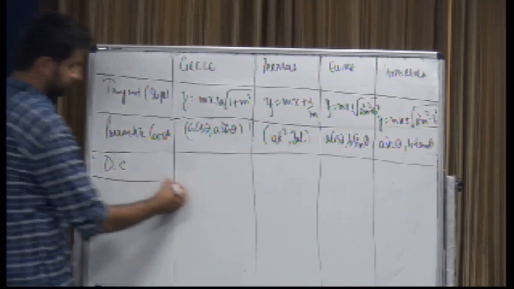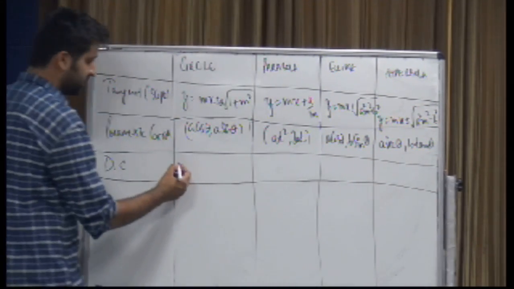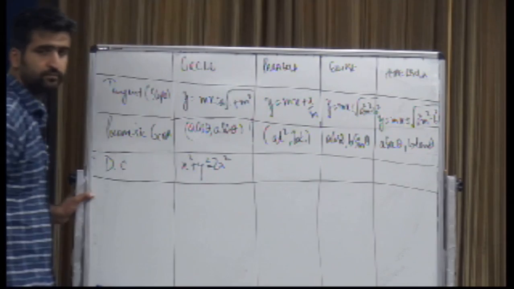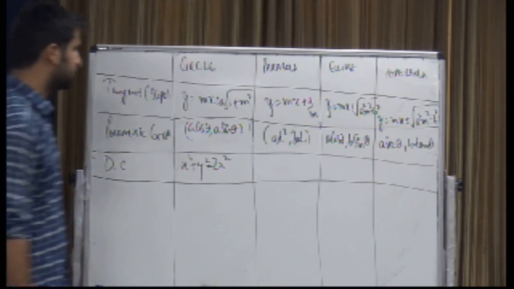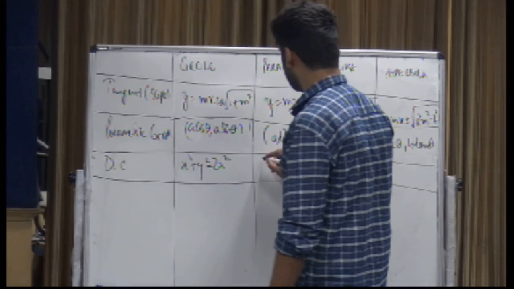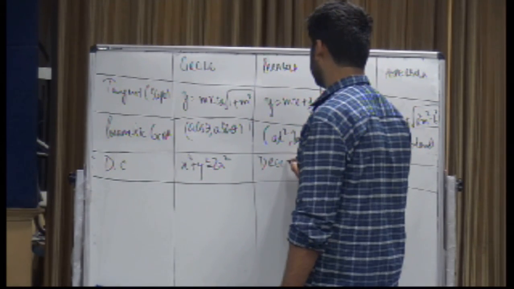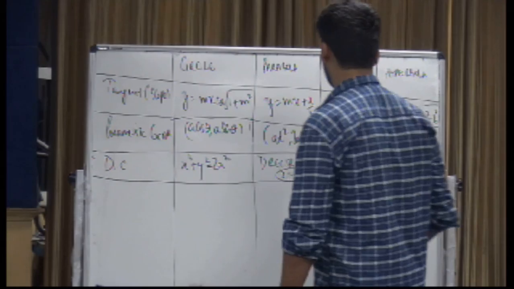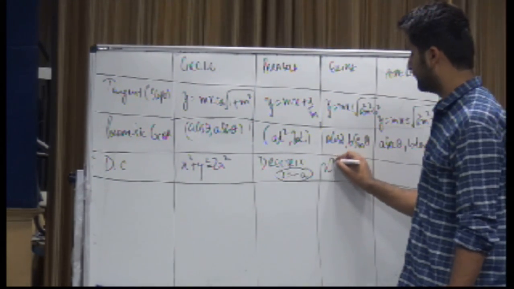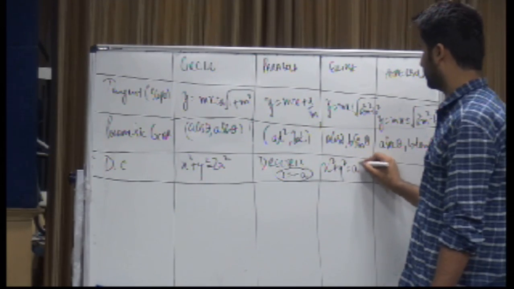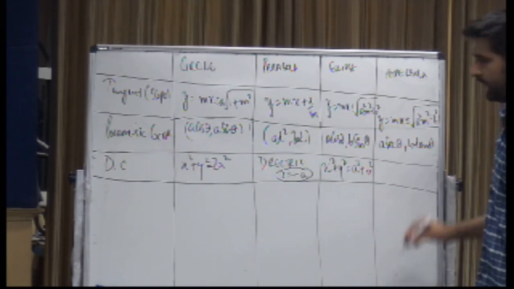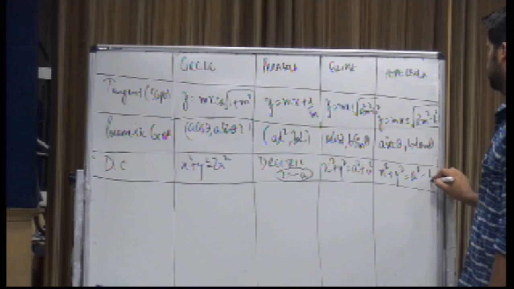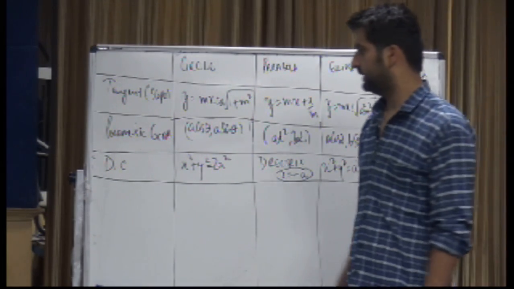The next thing will be director circle. Here the director circle will be x square plus y square is equal to 2a square. In the case of circle, it is x square plus y square is equal to 2a square. In the case of parabola, this is directrix. Equation of directrix is x is equal to minus a. And in the case of hyperbola, it is with a minus sign. Right?